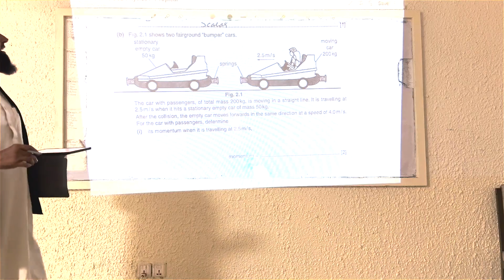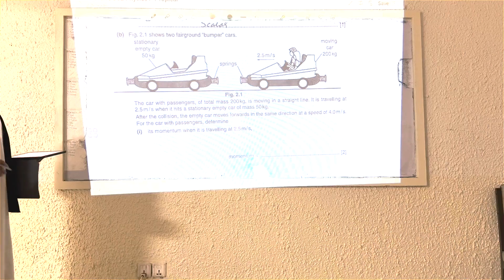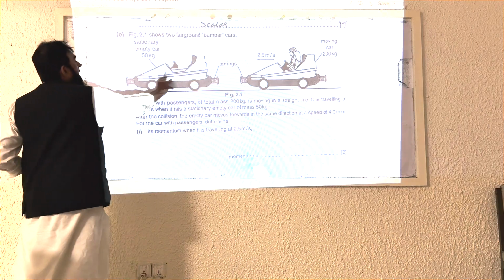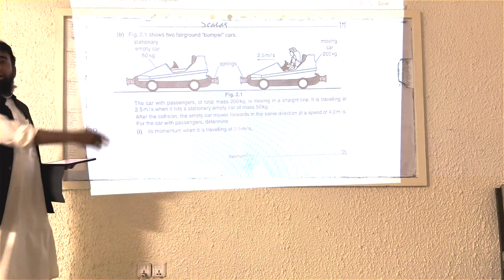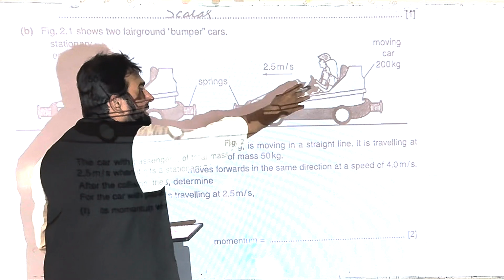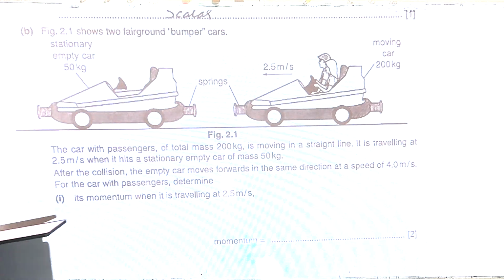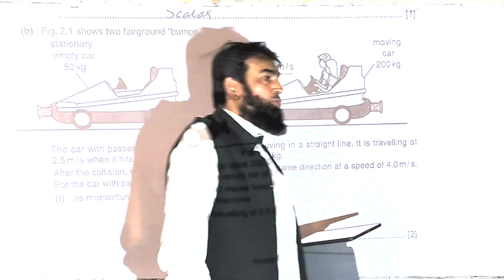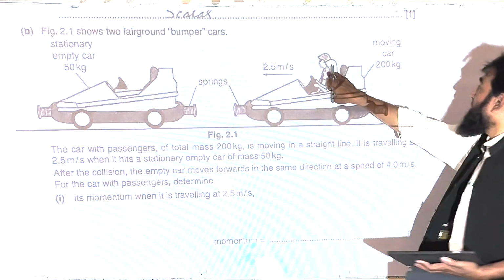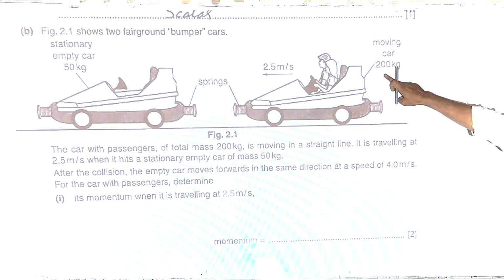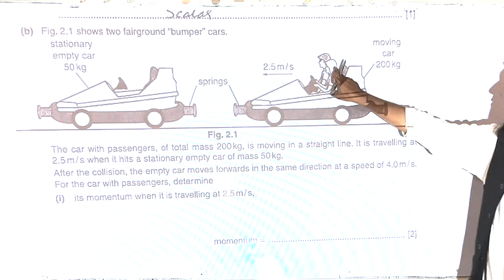The figure shows two fairground bumper cars. Stationary empty car, 50 kg. This car is stationary and this car is moving with 2.5 meter per second. This is 50 kg. Here in this car, two passengers can be seen sitting. Its mass is 200 kg because there are two.